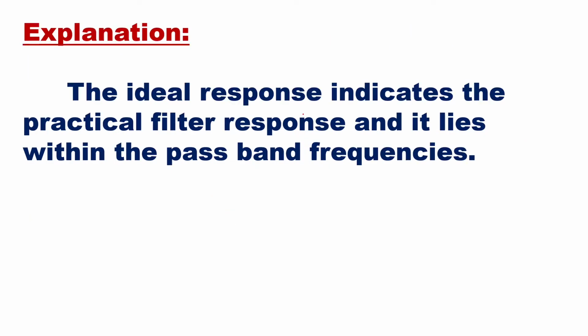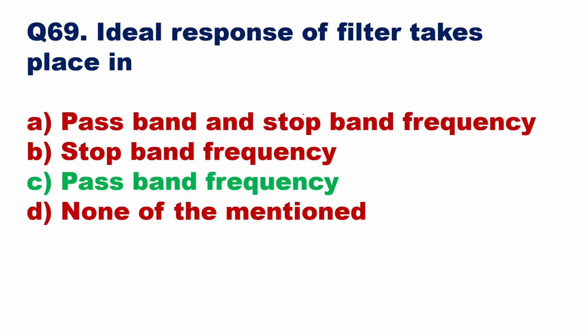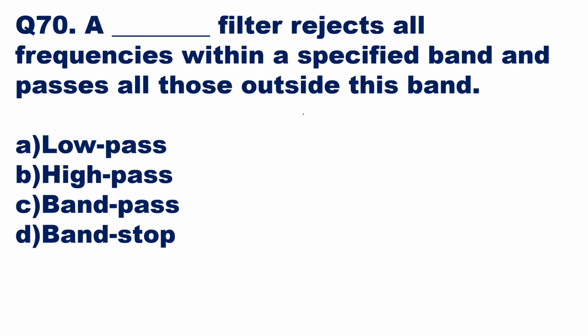So here you can see the explanation. The ideal response indicates the practical filter response and it lies within the pass band frequency. So here option C, that is pass band frequency, is the right answer. Then we'll go to question number 70. A dash filter rejects all frequencies within a specified band and passes all those outside this band.